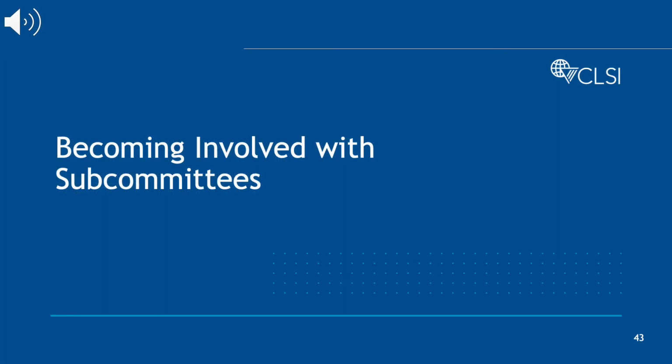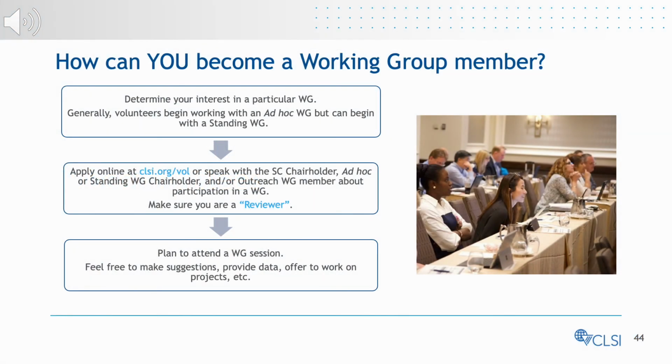Are you interested in getting more involved? Find out how. First, figure out which working group you'd like to join. Typically, ASD volunteers start with an ad hoc working group, but you could also begin with a standing working group if you'd like. You can apply online to a working group at clsi.org/fall. However, the easiest and quickest way is to speak with the chairholder about participation.